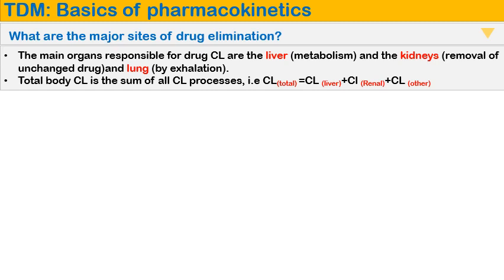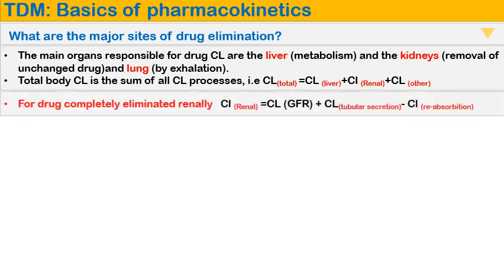The clearance is the summation of all clearance processes. So total clearance is the clearance by the liver, the clearance by the renal system, and the clearance by other organs like the lung.